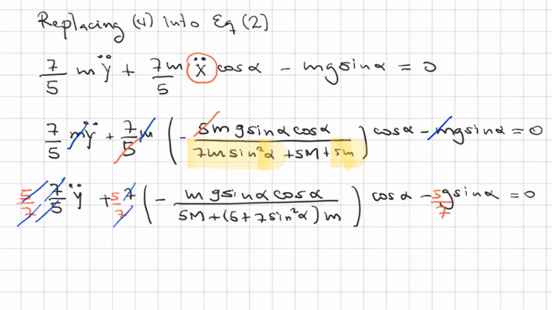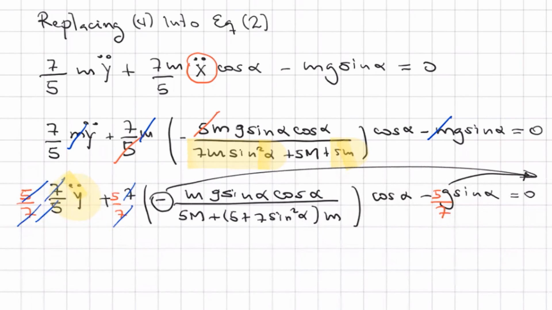Next, I clear y2 dots. I leave y2 dots by itself, sending this second term to the other side of the equation. The second term is subtracting, so I will send it adding, and the same for the third term. Subtracting, I will send it to the other side of the equation, and it's going to be adding. Finally, y2 dots is taking the form like this: 5 mg sine of alpha.